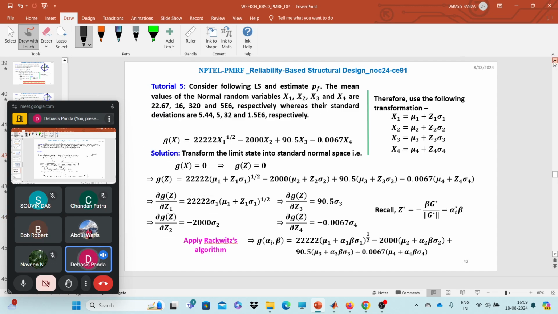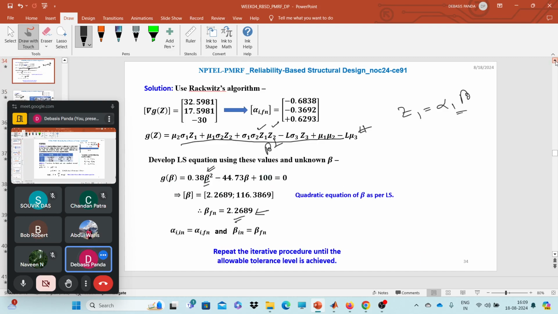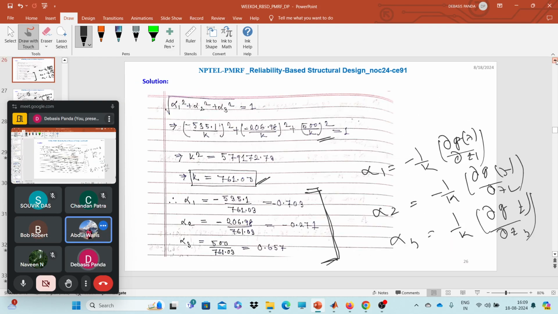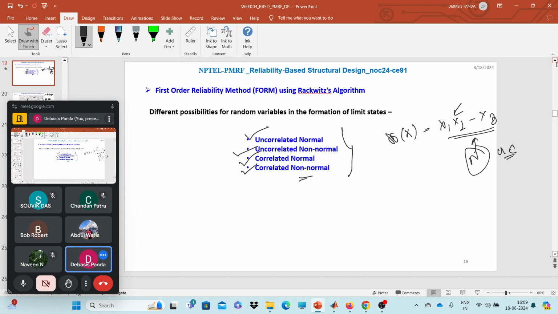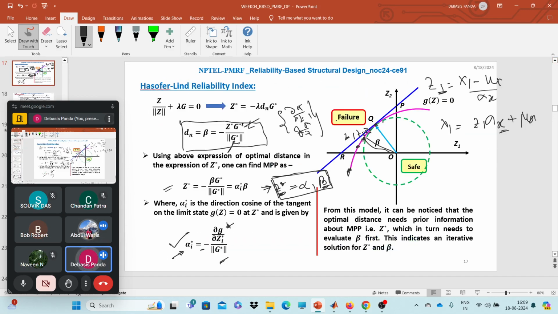Just try to visualize why these iterations are happening. For example, I don't know what the most probable point should be here. Here I just have a limit state. Here the limit state is like a parabola. The limit state might be of a different type, like this limit state. How can we find the most probable point? What should the most probable point be?